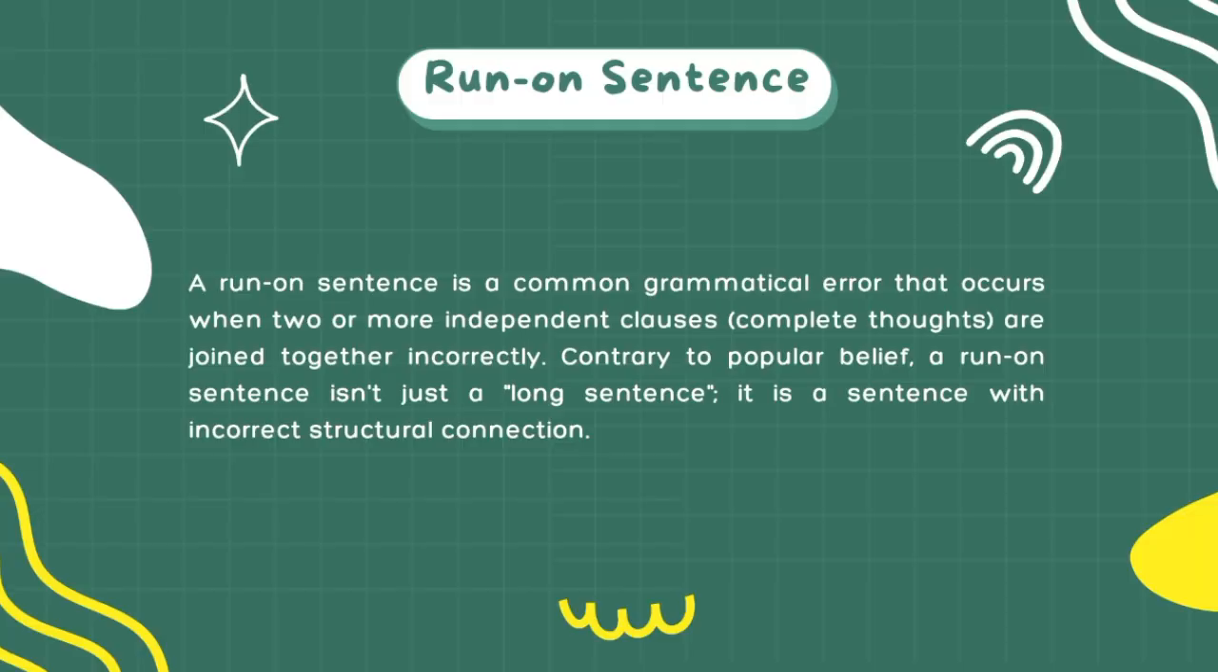Okay, we're going to talk about run-on sentences. A run-on sentence is a common grammatical error that occurs when two or more independent clauses, complete thoughts, are joined together incorrectly. Contrary to popular belief, a run-on sentence is not just a long sentence. It is a sentence with an incorrect structural connection.